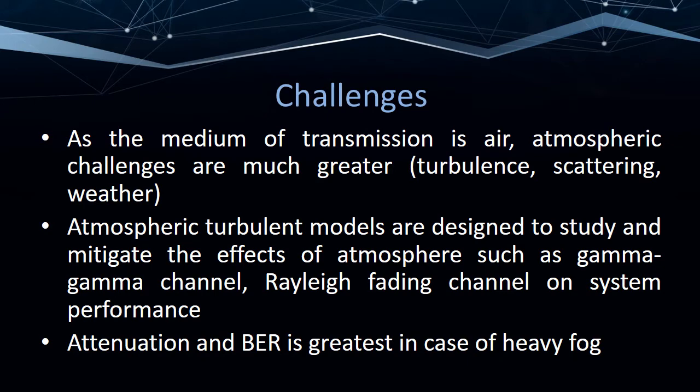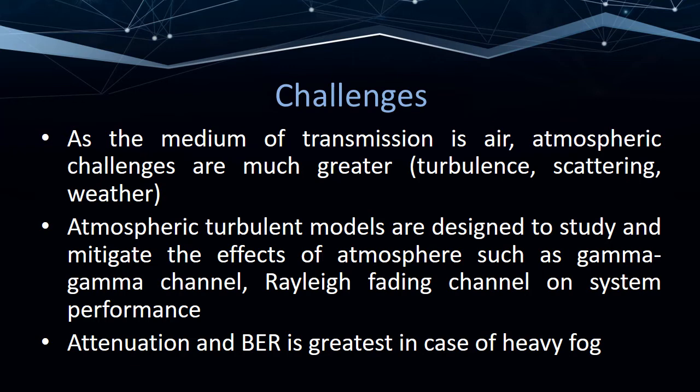The most significant challenges we have in this communication system are basically the medium of transmission, which is air, vacuum, and so the atmospheric challenges here are much greater. There is turbulence, there is scattering, there are weather conditions that we have to take into account before we send our data through the channels. And then the atmospheric turbulence models, which are designed mathematically to study and mitigate the effects of the atmosphere, are mostly Rayleigh fading, the gamma-gamma channel, Rician fading, Gaussian distribution, and much more.